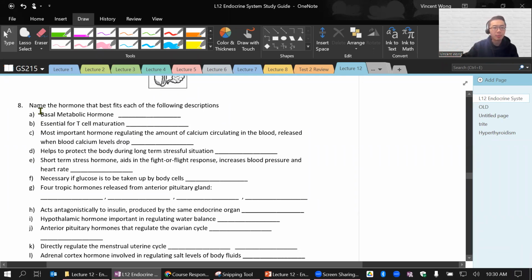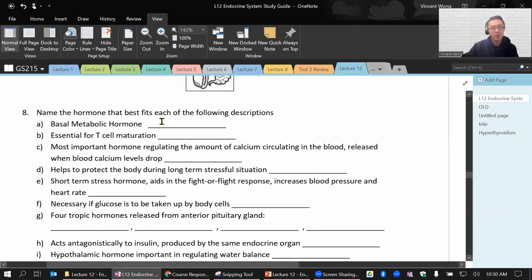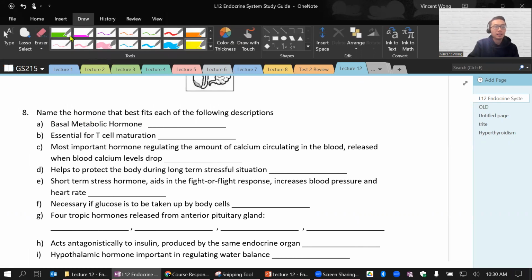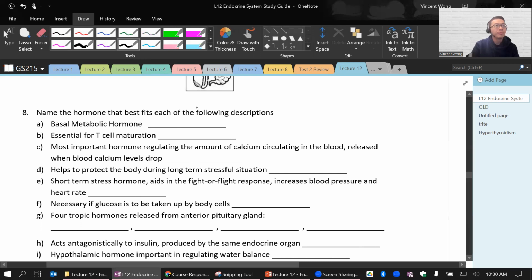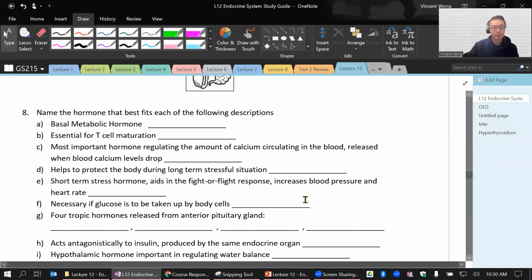Okay, for example, basal metabolic hormone. Which hormone is responsible for regulating your basal metabolic rate? Do you guys remember? Anyone at all? No? Oh, the T3, T4. Yeah, thank you. T3, T4, right? Okay. Essential for T cell maturation, that's thymosin, right?